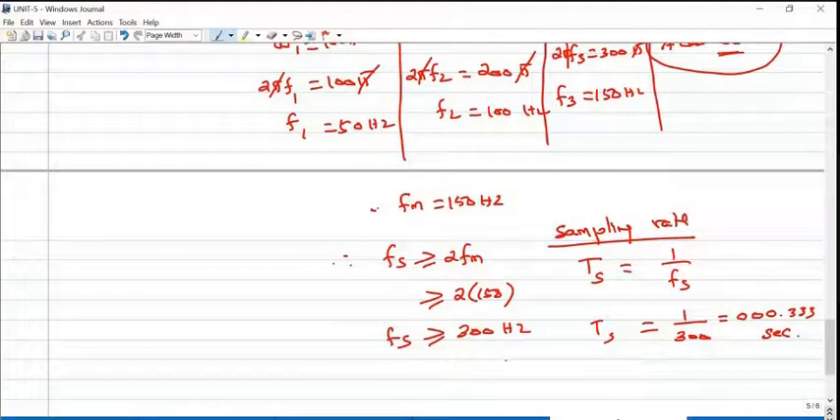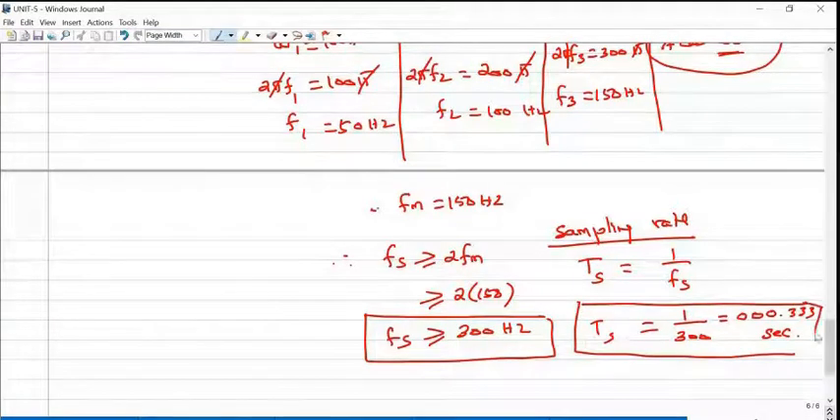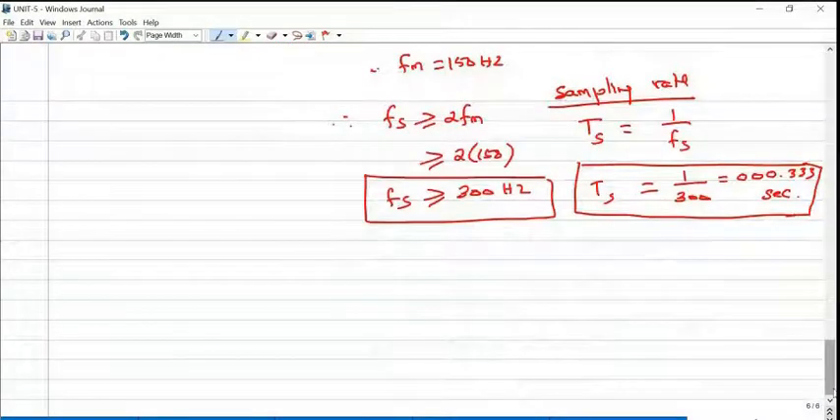So this is the sampling frequency. This is sampling rate. This is the second kind of problem. This problem I just gave as an example for you. Okay. Next one.